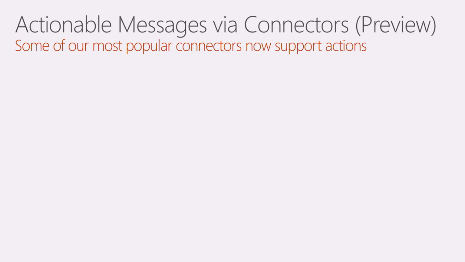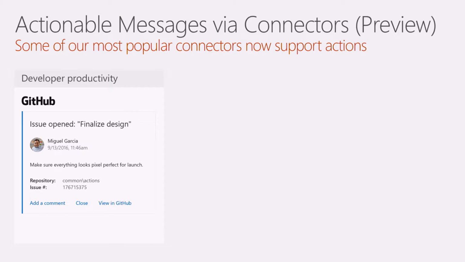So the first way you're going to be able to get those actionable messages and interact with them is via connectors. Today we're announcing that we're going to make actionable messages available via connectors. Some of our most popular connectors are now action-enabled. This is a preview, meaning it's going to be coming over the next few weeks. You're going to start seeing these things over the next few weeks. The general availability of the platform is going to come a little later.